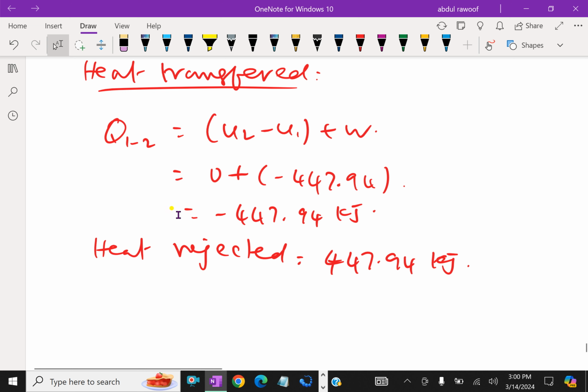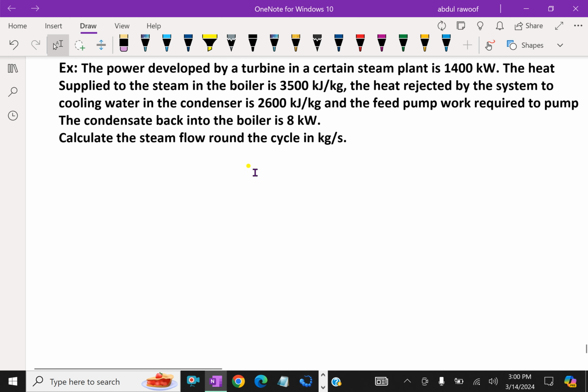Next question. Look here. The power developed by a turbine in a certain steam plant is 1400 kilowatt. The heat supplied to the steam in the boiler is 3500 kilojoule per kg. The heat rejected by the system to the cooling water in the condenser is 2600 kilojoule per kg. And the feed pump work required to pump the condensate back into the boiler is 8 kilowatt. Calculate the steam flow around the cycle, that is, the rate of flow per second.